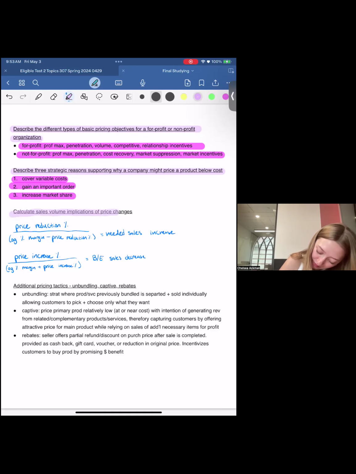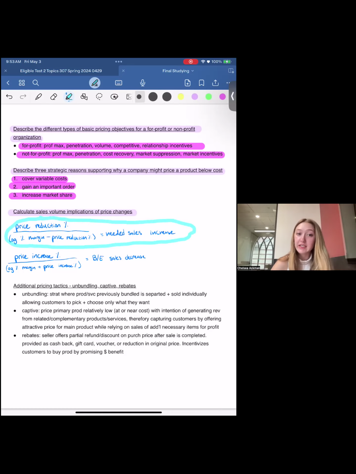Next, let's calculate sales volume implications of price changes. If you have a price reduction, the percentage of that price reduction divided by the original margin percentage minus the price reduction percentage equals your needed additional sales, so your needed sales increase. And then if you have a price increase, you need to do the original margin percentage plus that price increase divided by the original margin plus the price increase, which is equal to the break-even sales decrease.